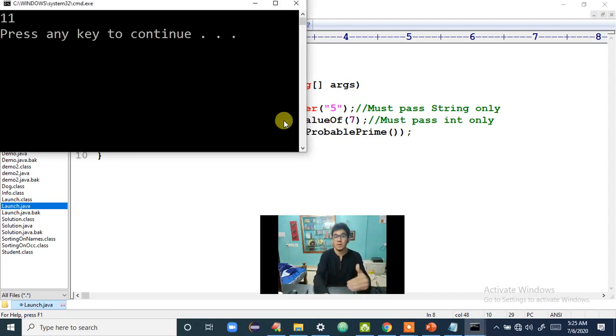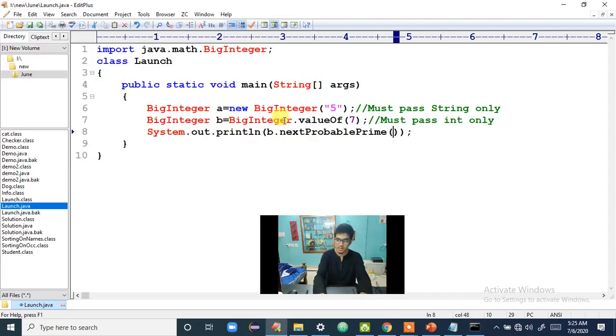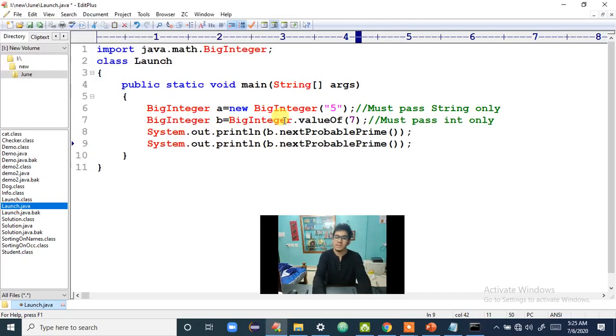The next probable prime is 11. Yes, it is simple. This is one of the methods which you have seen in the last class. Then there is something called isProbablePrime. Sorry, b dot. Okay, b dot, instead of nextProbablePrime we have isProbablePrime.